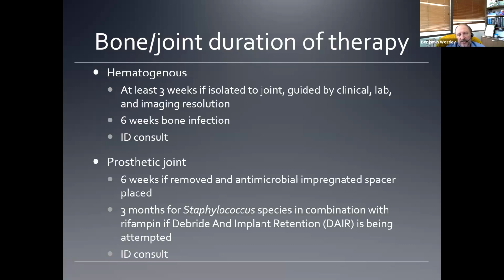Prosthetic joints typically need to be removed, though sometimes we debride and retain the implant, debridement and implant retention, if the infection's been only present for 3 to 4 weeks. And those are complex regimens that need to be treated with our help. For Staph aureus, we typically give rifampin plus something else for 3 months. We give 6 weeks of antibiotics if the entire implant has been removed as a standard treatment.